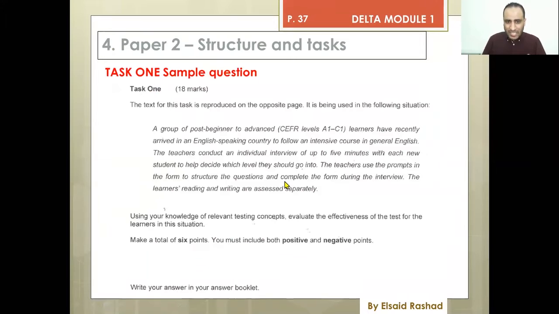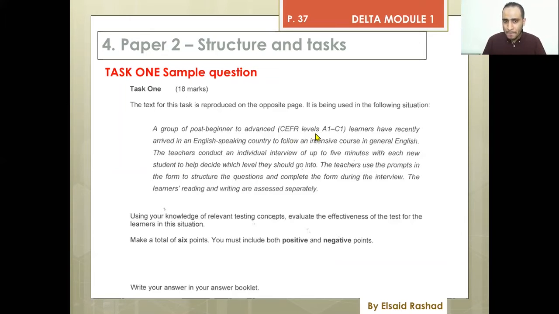All right. So let's have a look at the example here. Sample question from December 2016. This was, as I told you before, my mock exam. I did it 2 days before my actual test. Okay, here's the question. You need to provide 6 points. You must include positives and negatives. How many positives? Up to you. How many negatives? Up to you. 2 and 4, 3 and 3, 1 and 5, it doesn't matter. Okay? What matters is that they should be correct.